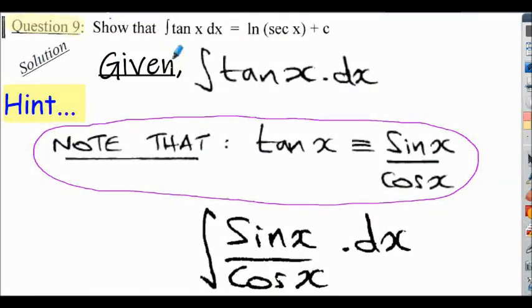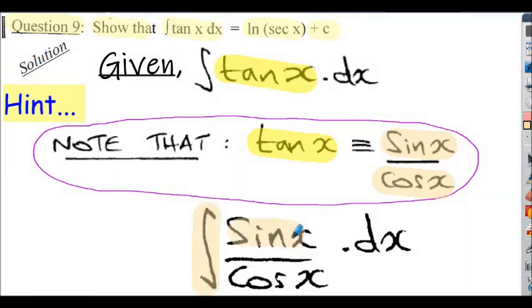Here's question 9. We're asked to show that the integral of tan x with respect to x is equal to ln of sec x plus our constant of integration c. We're given in the question the integral of tan x with respect to x. A hint given here is that we need to realise that tan x is actually sine x divided by cos x. So we will integrate sine x divided by cos x with respect to x, and we need to use the appropriate substitution for u in terms of either sine x or cos x. I will show you the full worked solution on the following slides.